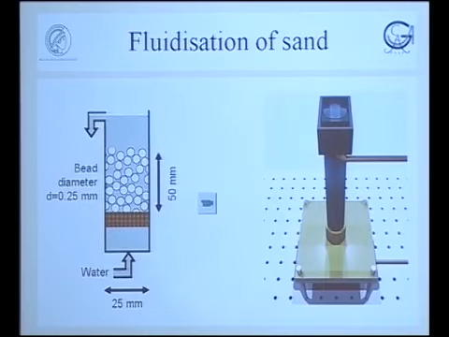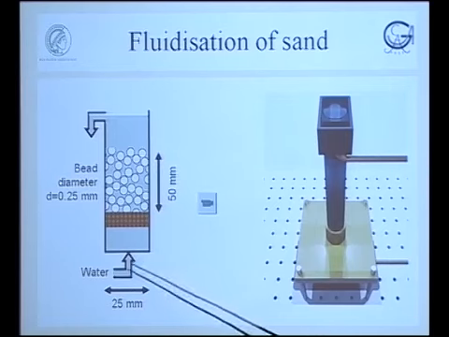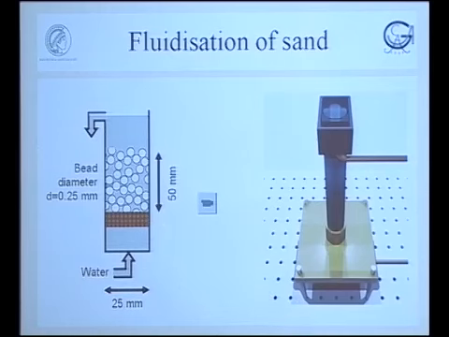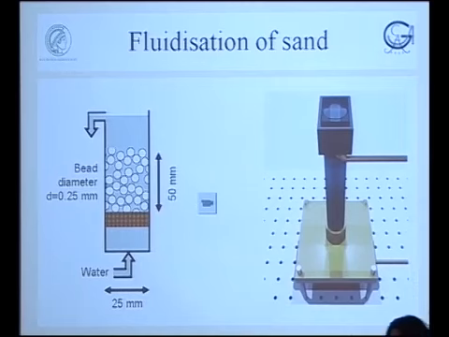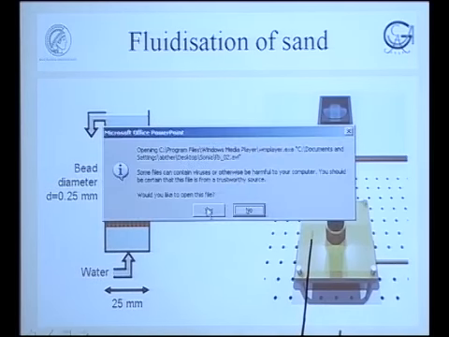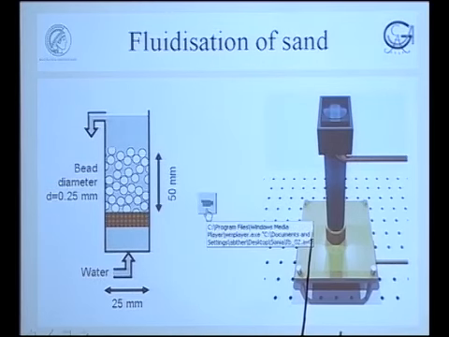This is how we make our driven suspension, or how we drive it. We have glass beads of diameter 250 micrometers. We have water flowing in through the bottom here, up through a porous brass plate, up through the glass beads and then out of the top.